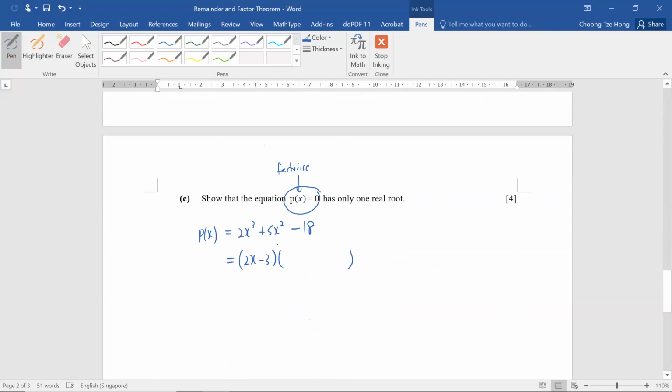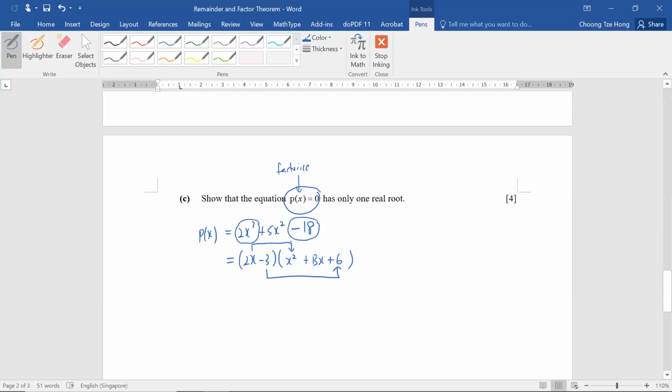To find the quadratic factor, it's very easy. We can do some observation first. Over here is 2x cubed, so we ask ourselves, 2x times what will give you 2x cubed? It's quite obvious that it's going to be x squared. Only the center term is slightly harder to find. The last term is also easy. All you need to ask yourself is, minus 3 times what will give you negative 18? So you can see that it's going to be plus 6.